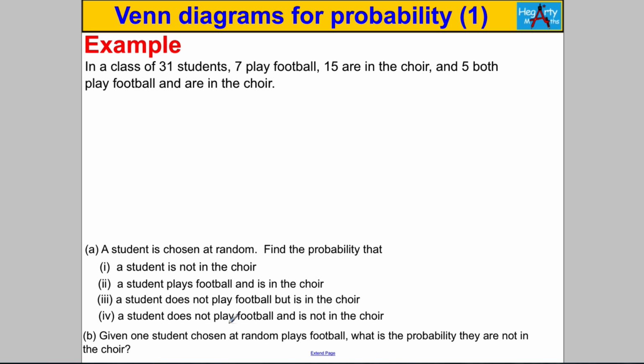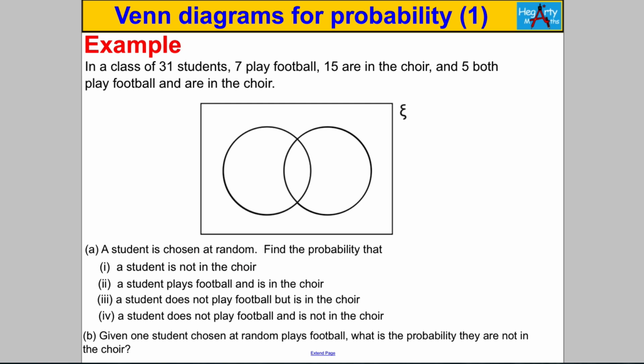So here we've got a class of students playing football or in the choir or both or neither. So this is a classic case of using a Venn diagram, and down here we're asked various probability questions. So let's start as always by drawing this Venn diagram. Now why don't I label one circle capital F for football, the other capital C for choir. I know the number of elements in my universal set are 31. And let's see if we can use the rest of the information in the question to populate this Venn diagram.